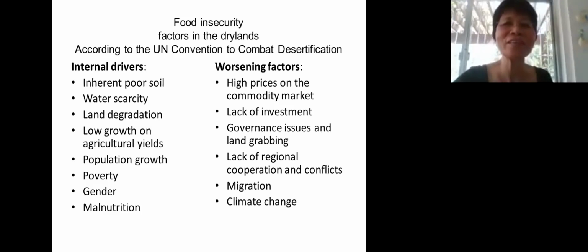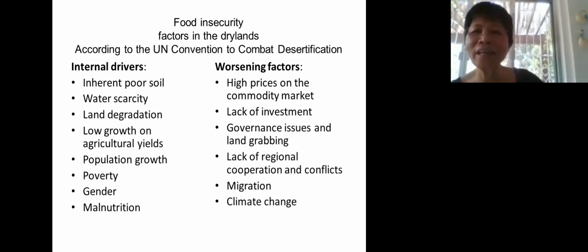So these are the food insecurity factors according to the UN Convention to Combat Desertification. What is the reason? Poor soil, water scarcity, land degradation, low growth in agricultural yield, population growth, poverty, gender, malnutrition. What are the worsening price factors? High prices on the commodity market, lack of investment, governance issues and land grabbing, lack of regional cooperation and conflict, migration and climate change. Okay, these are the ones. Can you comment on any of this?